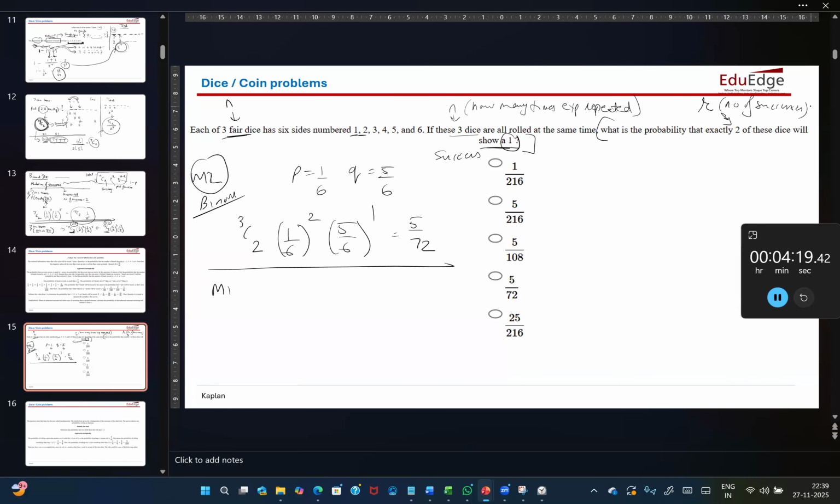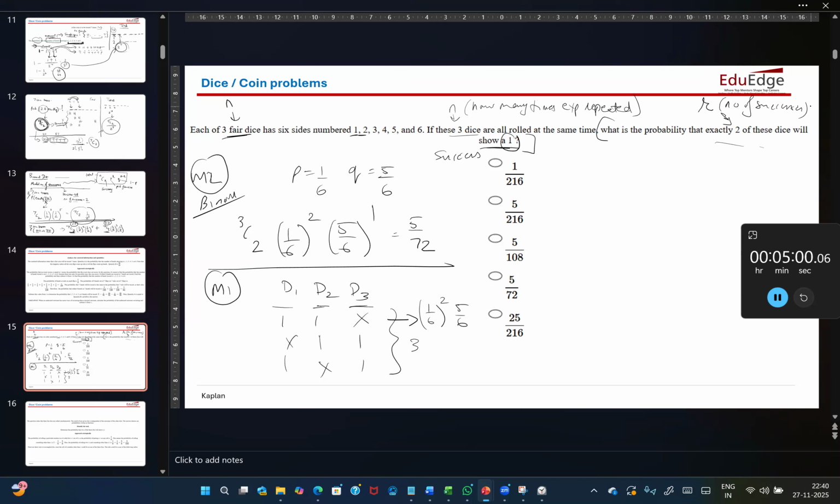Now, method 1, you're saying how to do it. That is the enumeration method. Write the 3 dice. Two of these will show a 1, which means what? 1, 1, x; 1, x, 1; x, 1, 1. How many ways are there? 3 ways. Correct. Now x can be anything, no? Now 3 ways, but what is the probability of every scenario? Can I say 1 by 6 square and 5 by 6?